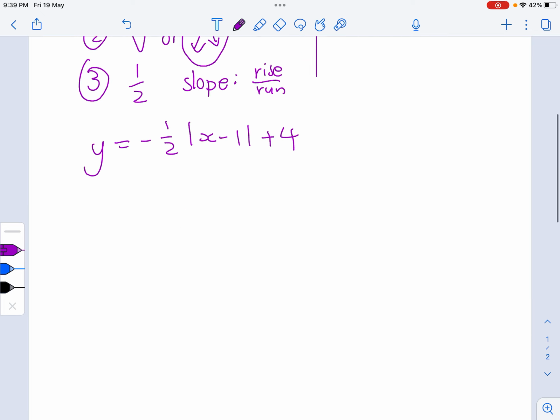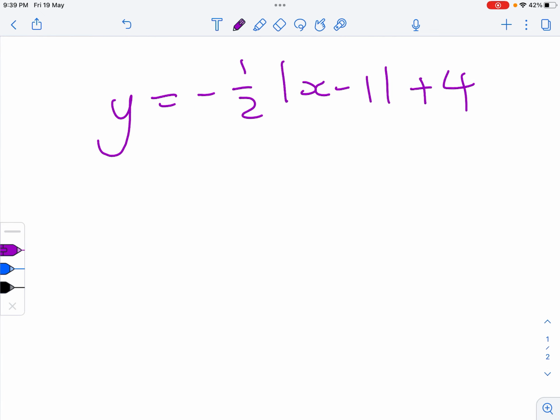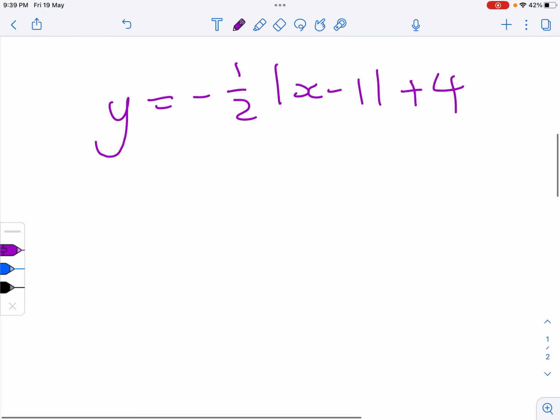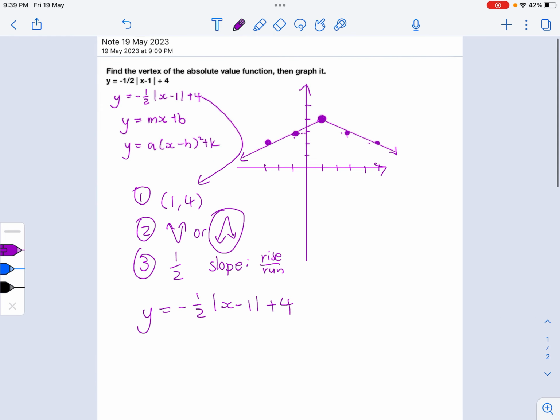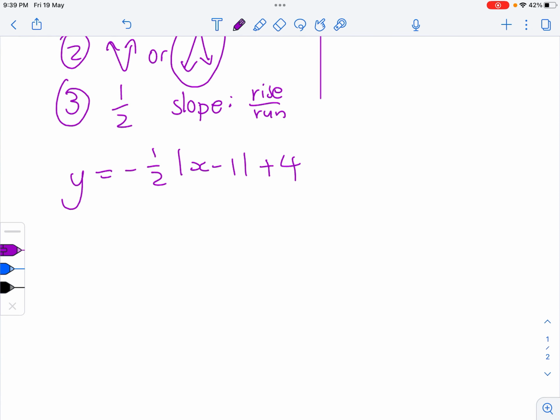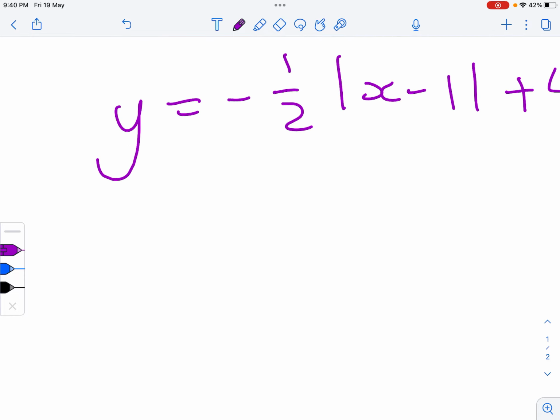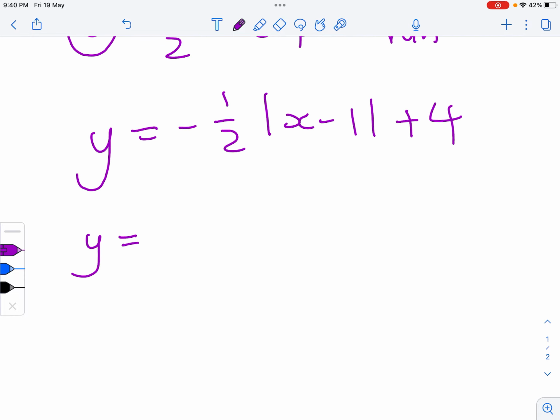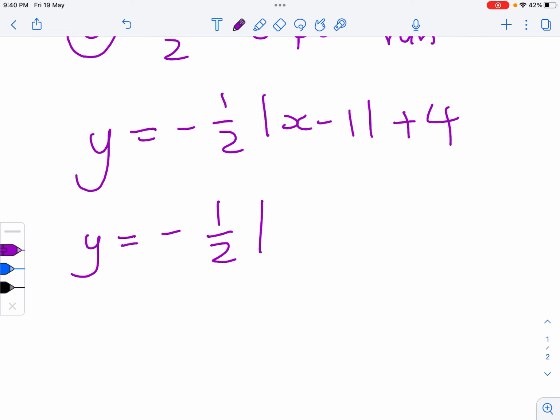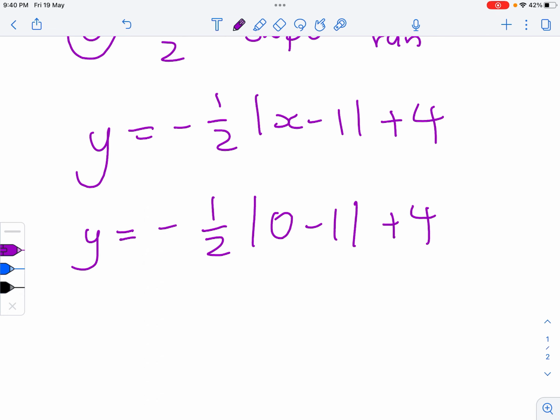Remember, when we find the y-intercept, we learned this many times, even when we're solving for line equations. When we want to find the y-intercept, which is somewhere here, the x value is always going to be 0. And so we want to solve for y, and we substitute x as 0. Remember, as I said before, anything inside the absolute value has to be positive. And so here, -1/2 times 0 minus 1 is just -1, plus 4.